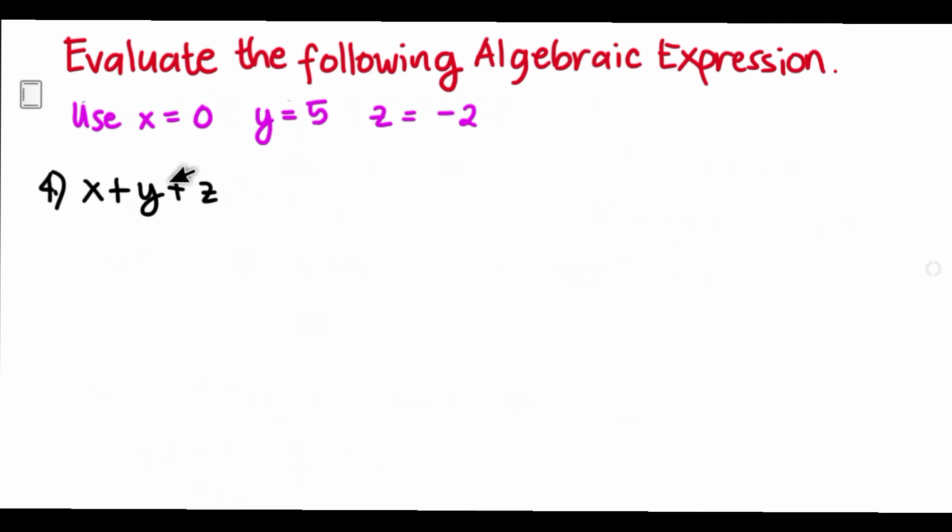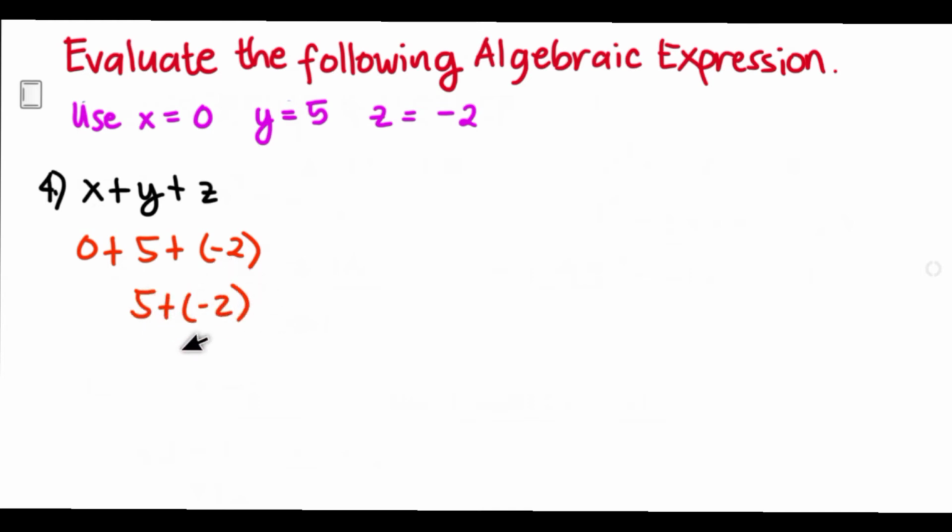Okay, let's have number 4. We have x plus y plus z. Okay, so ilagay na po natin yung value ng x, y, and z. So, we have here x, ang value niya ay 0. So, 0 plus, ang value ng y ay 5. Plus, ang value ng z ay negative 2. Okay, so, 0 plus 5 is 5 plus, and then bring down natin negative 2.